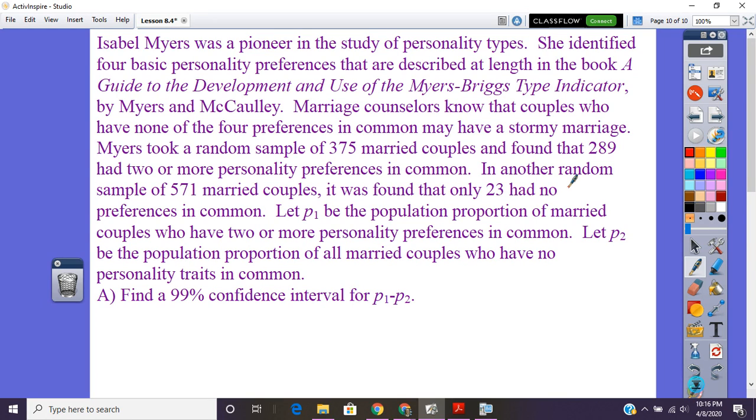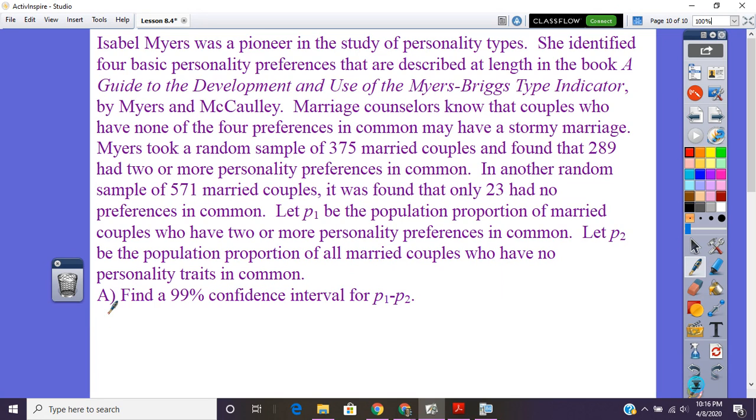Myers took a random sample of 375 married couples and found that 289 had 2 or more personality preferences in common. In another random sample of 571 married couples, it was found that only 23 had no preferences in common. Let P1 be the population proportion of married couples who have 2 or more personality preferences in common, and let P2 be the population proportion of all married couples who have no personality traits in common. So we're going to find a 99% confidence interval for P1 and for P1 minus P2.